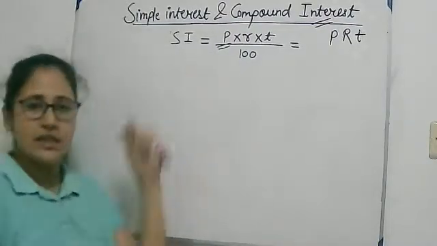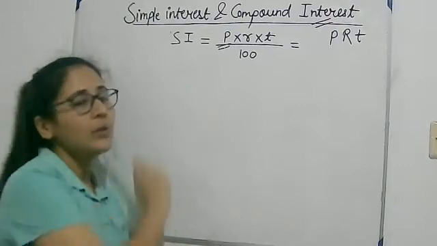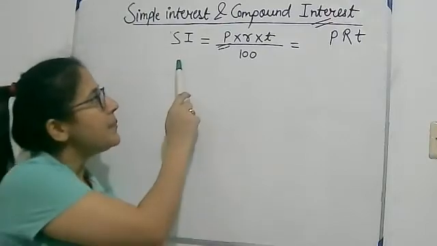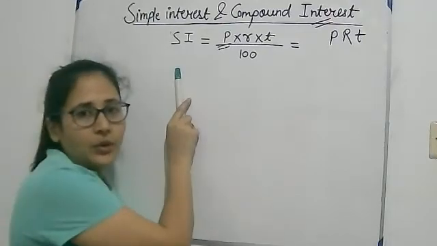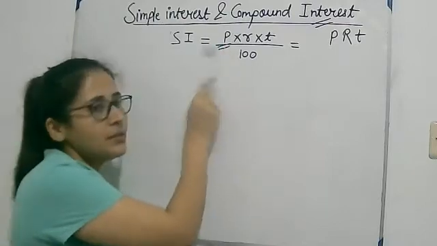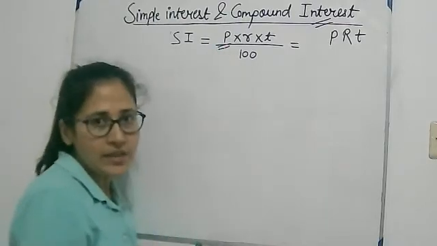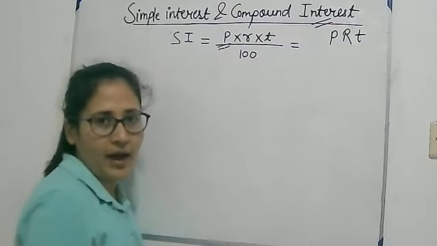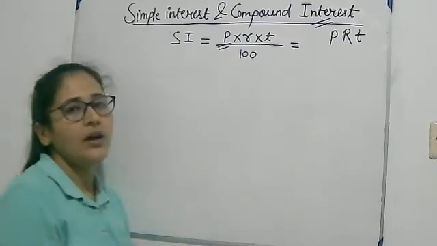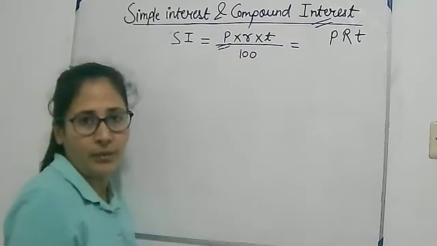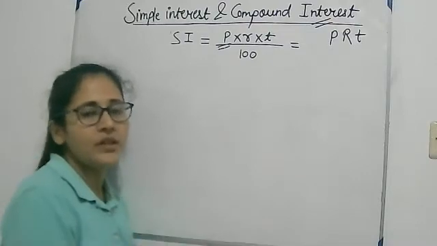So first is simple interest. How to calculate simple interest? Simple interest is always calculated on the basis of the principal amount. What is the principal amount? It is the amount which you have given to the bank, or if you are taking some loan from the bank, that loan will be the principal amount.